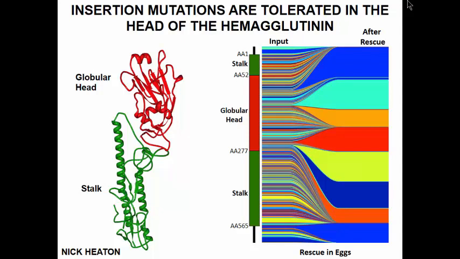and then asked the question, how many of these insertion mutants are viable? Here the green is part of the stalk, and this is part of the stalk, and then the red is the globular head. After we rescued all of these insertion mutants, we asked which part of the influenza virus genome is most tolerant towards these insertions, and we found something very interesting.